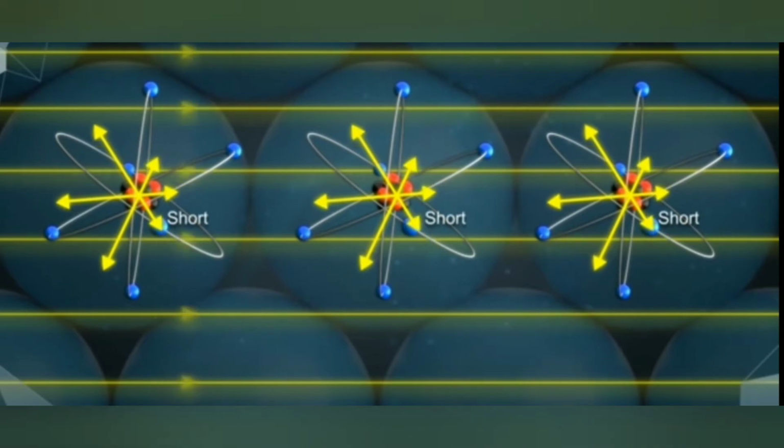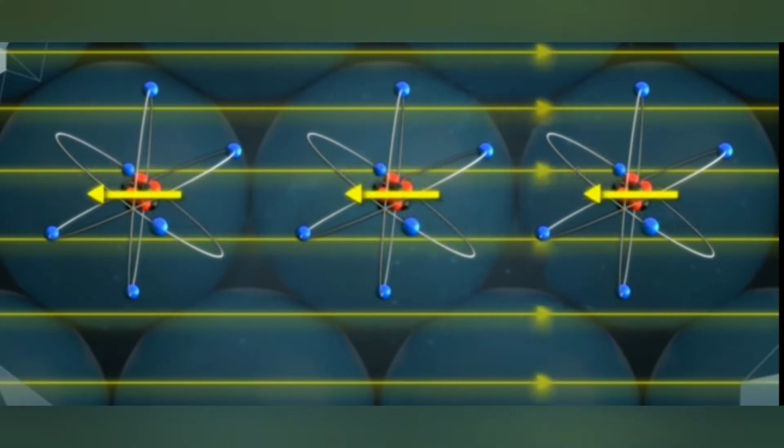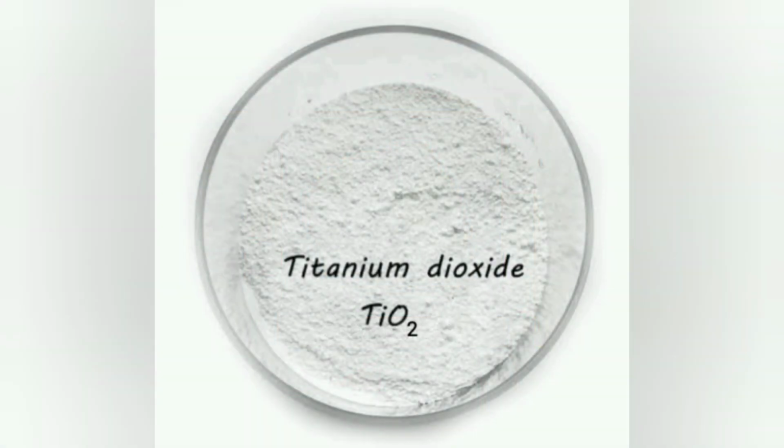Some attain a lower value and some attain a higher value. Due to this, the atom develops a net magnetic moment in the direction opposite to that of the applied field. That is why such substances are repelled by the magnetic field. Some examples of diamagnetic substances are water, sodium chloride, benzene, titanium dioxide, etc.